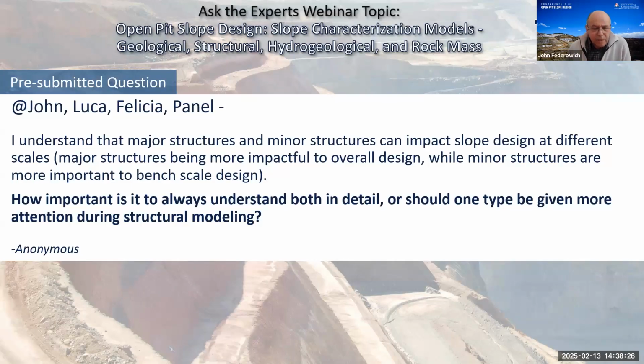I guess, in terms of characterization, you have to characterize both, really. You can't just focus entirely on the major structures, have a really beautiful major structural model, and neglect the minor ones, the fabric, because you need that information in order to develop your domain model. So really, the simple answer is you have to do both. You can't just get away doing one or the other.